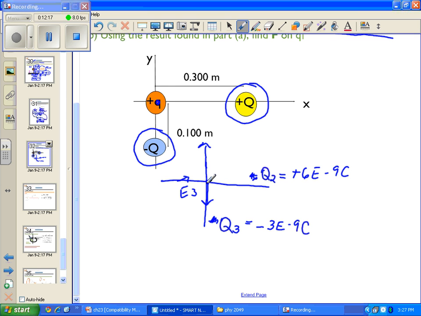Next, consider the proton back at the origin and ask yourself, in what direction does the proton feel a force due to the source charge Q2?